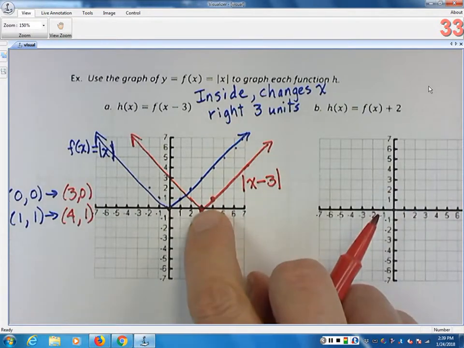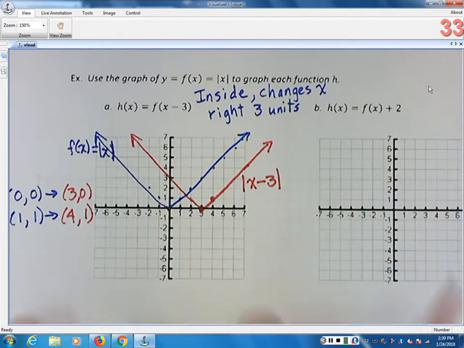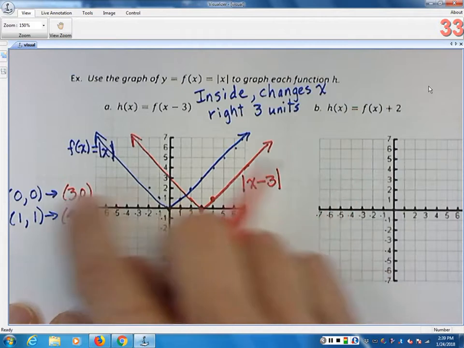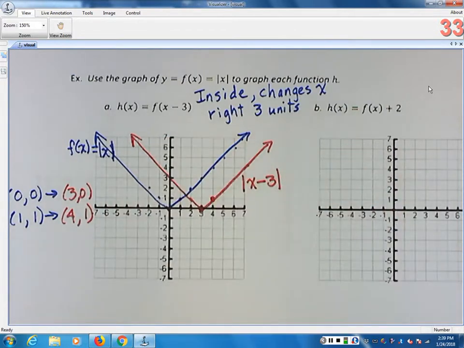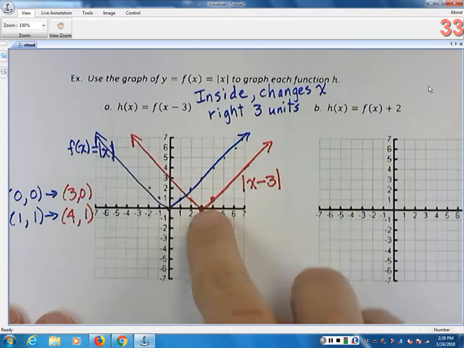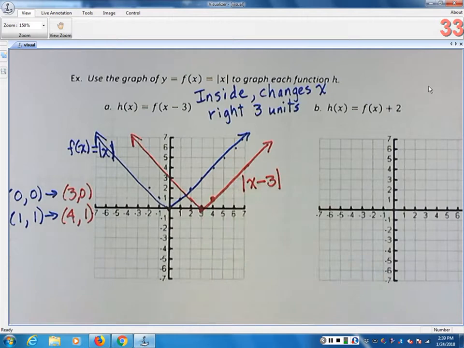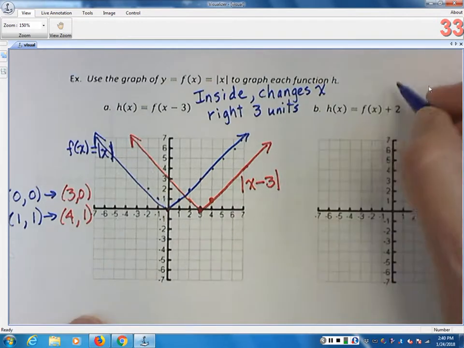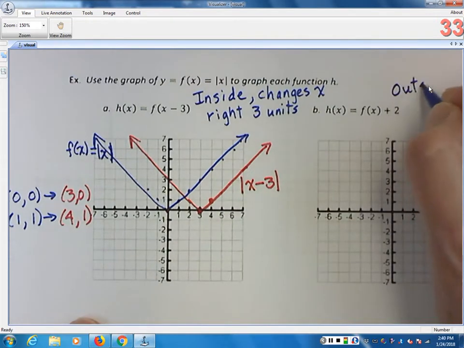If you're doing this in MyMathLab, sometimes it will ask you to shift right 3. Sometimes it will ask you to graph it. You'll have to choose the absolute value function, click on the vertex, and then one other point to graph it sometimes in MATLAB. Okay? And then adding 2 on the outside, so it changes y. So you have to memorize this. Outside, it changes y.